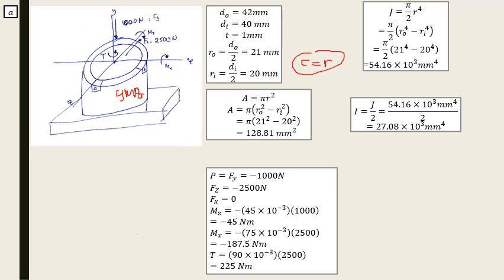Now J, which is pi over 2 L to the power of 4, pi over 2 times the outer radius to the power of 4 minus the inner radius to the power of 4, then it becomes like this. J becomes 54.16 times 10 to the power of 3 millimeter to the power of 4. And then in this kind of problem, the relation between the polar moment of inertia and the second moment of inertia is that I is equal to J over 2.